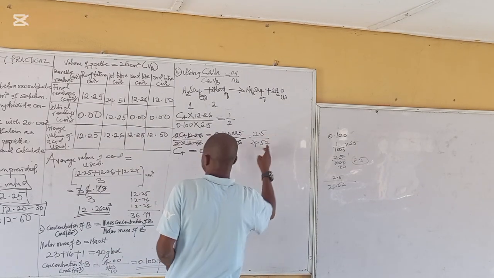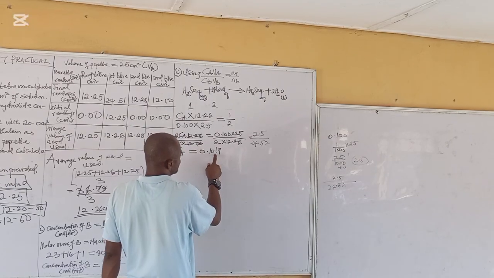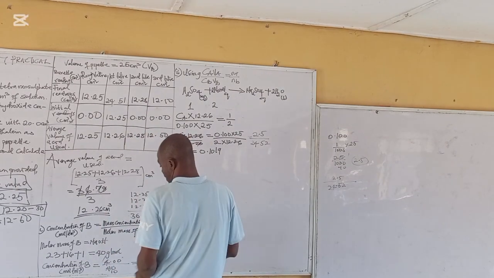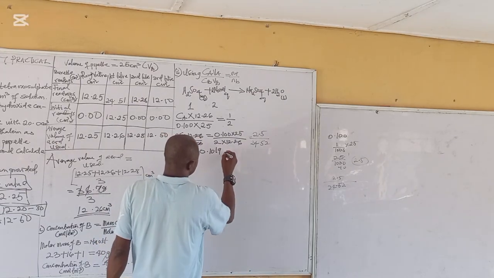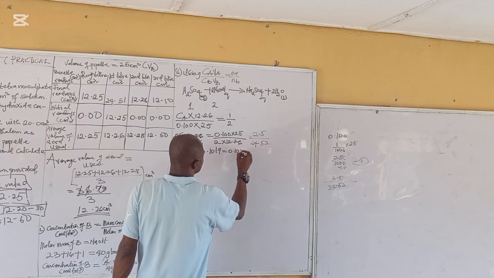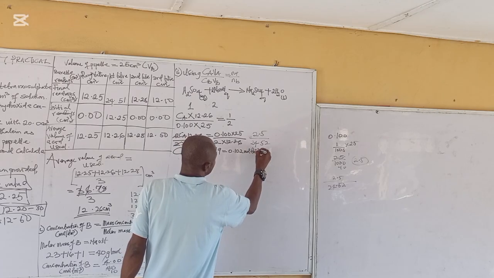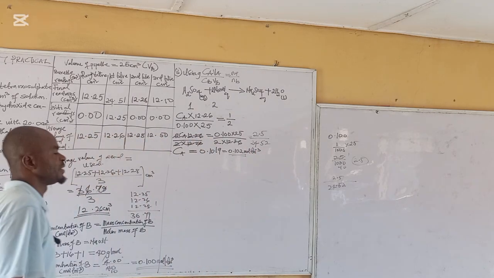2.5 divided by 24.5 will give us 0.1019. I told you that when it comes out like this, you should round it to 3 decimal places. So this will now be equal to 0.102 mole per dm cube. Mole per what? dm cube.